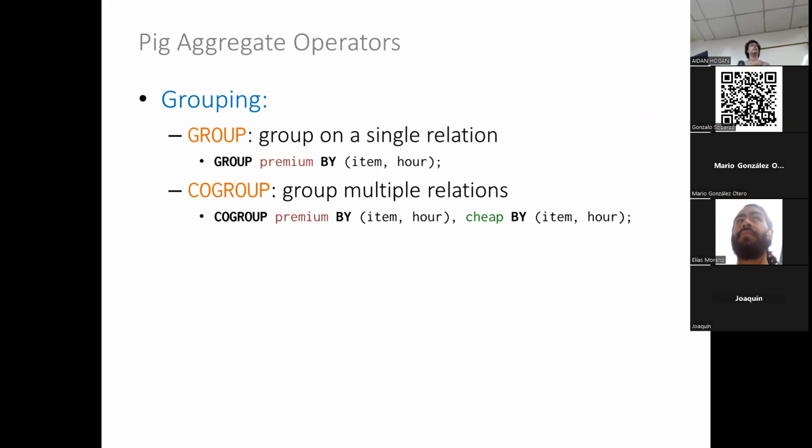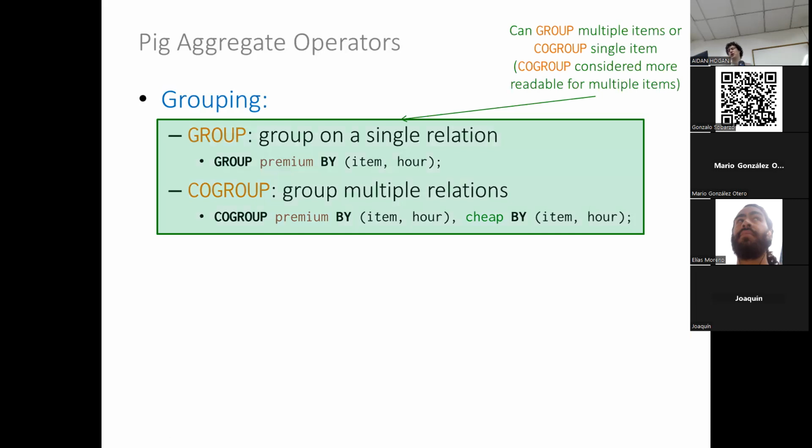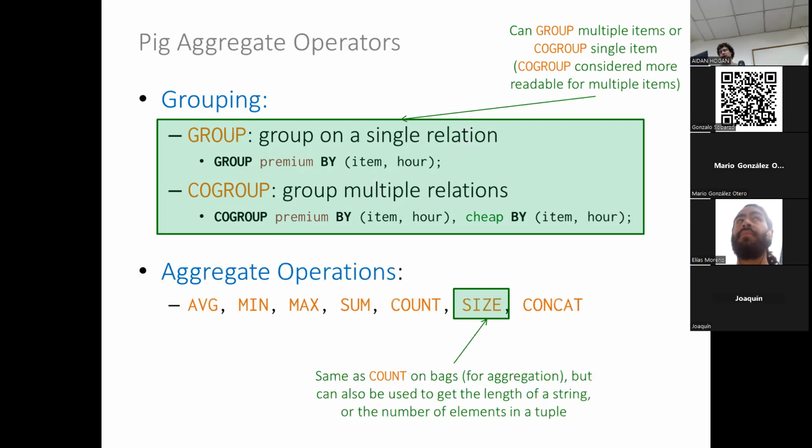Or we can apply co-group. I don't think co-group exists in SQL, but SQL is thousands of pages long, so maybe I'm wrong. But with co-group, essentially the idea is that we can actually group multiple relations. So it's equivalent to taking the union of both relations and then doing a group. In practice, we can use co-group for a single item, or we can use group for multiple items, but co-group is considered more readable for multiple items. So co-group is like taking the union of premium and cheap and then applying the group by. So we can do all of that in one command.